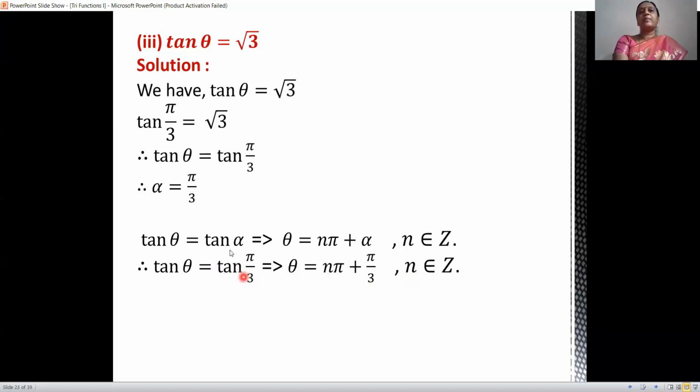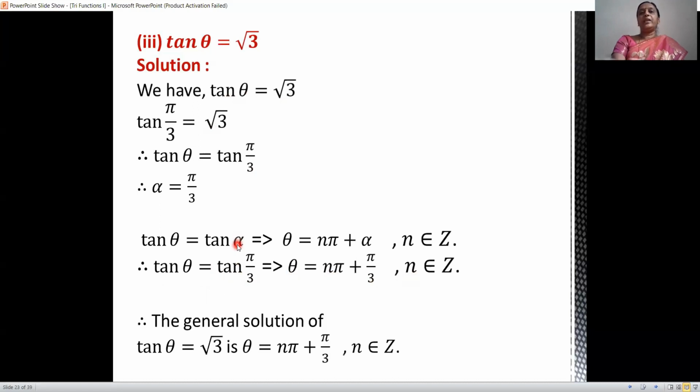Tan pi by 3 means root 3. Means we get the function tan theta is equal to root 3. That is our problem. Therefore, write down the general solution of tan theta is equal to root 3: theta is equal to n pi plus pi by 3, n belongs to Z. In each step we have to write n belongs to Z because n takes values from the number line: 0, plus minus 1, plus minus 2, like that.